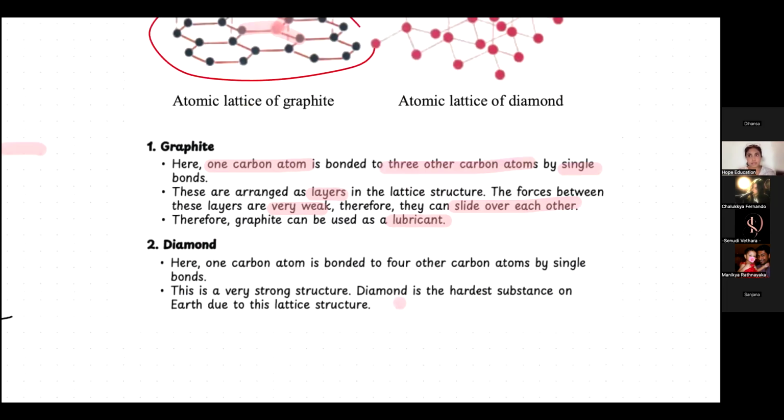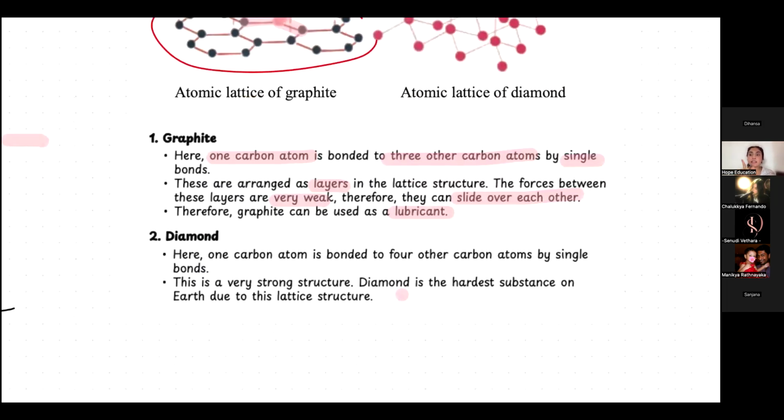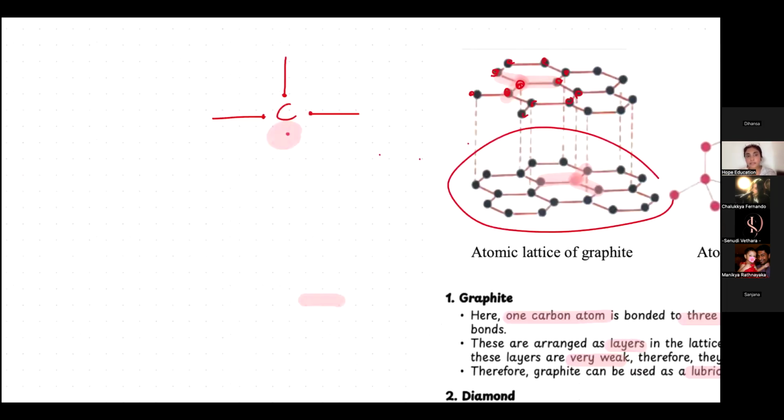Then diamond. That is about graphite, right? Graphite has an atomic lattice. Now diamond: here, one carbon atom is bonded to 4 other carbon atoms by single bonds. Carbon has 4 electrons, and all 4 form 4 bonds. There is no difference from graphite in that sense: every carbon atom has 4 electrons in the outermost energy level, and each electron connects with another atom. So it's a very strong structure, with no free electrons like in graphite.